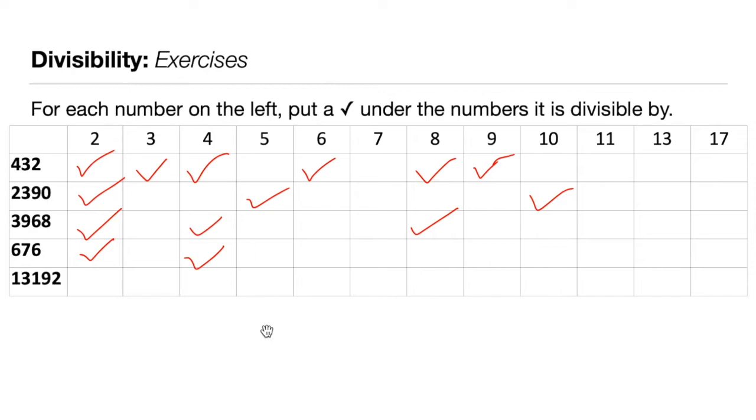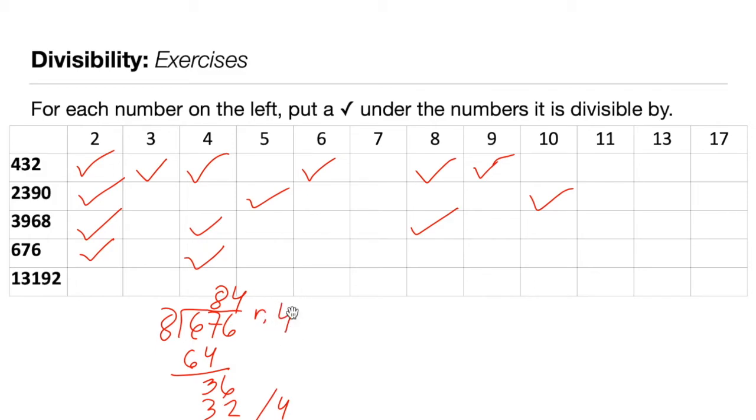Is it divisible by 8, by the way? So let's try. 676 divided by 8. What's the nearest number? 8 times 8 is 64. And this is going to give us 3. And then 6. Okay, 36. How many 8s are there in 36? That's going to give us 4. So that's 32. Deduct 32 from 36, that's going to give us 4. So we have a remainder of 4. So therefore 676 is not divisible by 8.